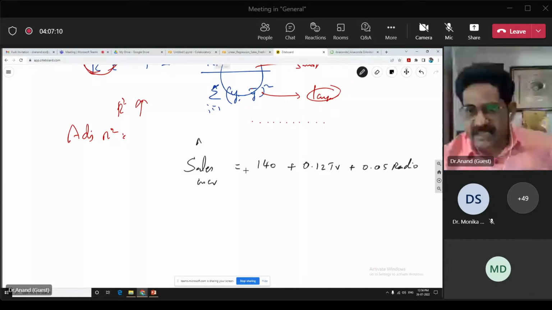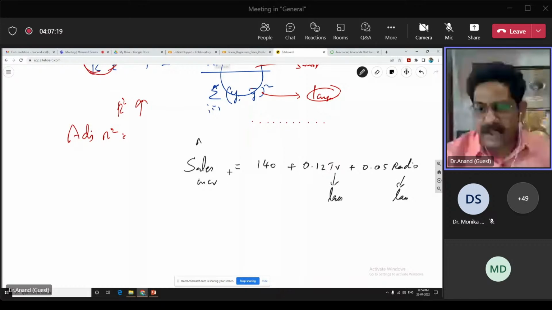So see the TV, money invested on the TV in the lakhs, radio also in the lakhs. So how can you explain the equation to the client who has given this data set to you? Every 1 unit of investment in the TV. What is 1 unit investment? Every 1 lakh I invest, my sales increase by 0.12 crores, isn't it? That means every 10 lakh I invest, my sales increase by, you substitute 10 lakh for the TV, what will happen? 0.12 multiplied by 10, 1.2 crore increases.